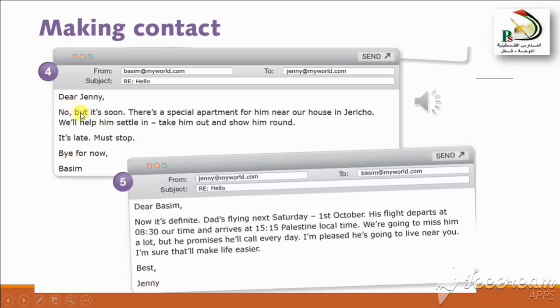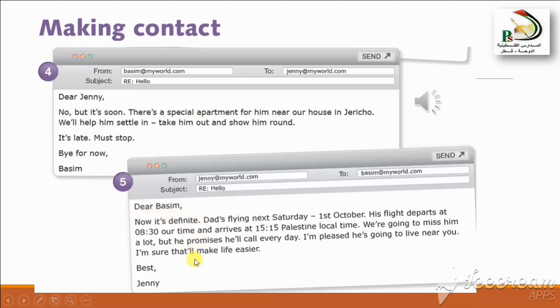These are the two last letters. Basim replies that he doesn't know the date, but it is soon. They have mentioned a special apartment for him near their house in Jericho, and they will help him settle in, taking him out and showing him around. And they will take good care of Jenny's father. So they are showing their concern and a positive attitude towards him. These are some arrangements that Basim's family made for Jenny's dad.